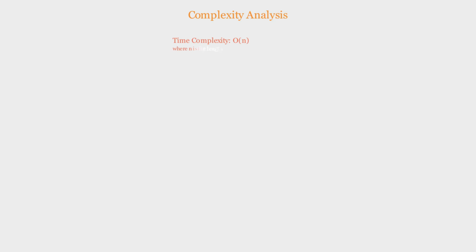Let's analyze the time and space complexity of our solution. The time complexity is O(n), where n is the length of the string. We process each character in the string at most twice. The space complexity is also O(n). In the worst case, we might need to store the entire string in the string builder.